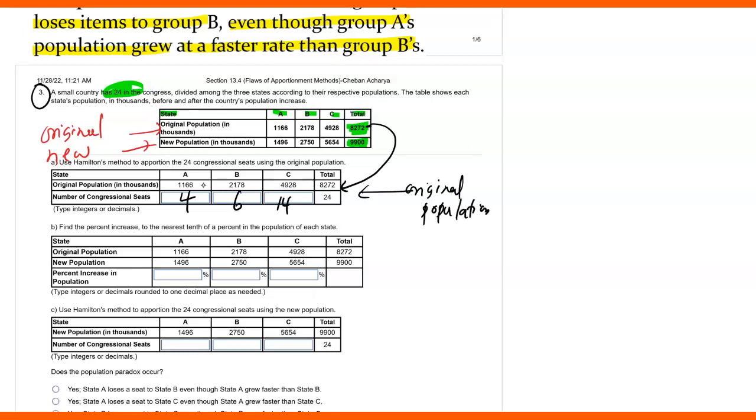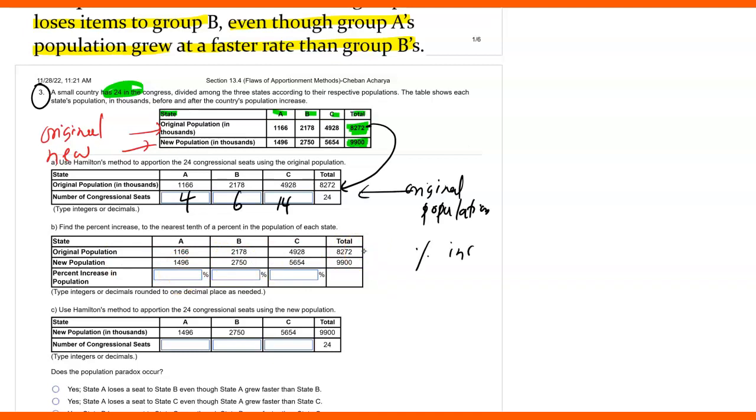Okay, now let's see question number B. Find the percent increase to the nearest tenth of the percent. That means round it to one decimal place as needed. Remember that you have a original population here, new population here. Okay, and the question is asking for how much the population increases from original to new. Okay, I'm going to do A and B, C is similar.